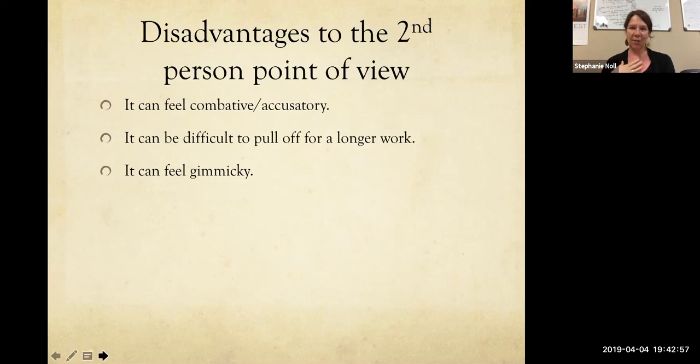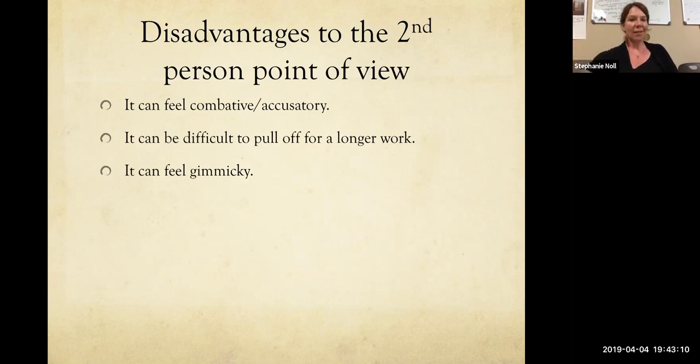Here are a couple of disadvantages to the second person point of view. It can feel combative or accusatory, right? If you keep seeing that pronoun, "you," you're like, okay, not me. Not even a little bit. This is not my story. Stop imagining that it is, or putting that on me. It can also be difficult to pull off for a longer work.